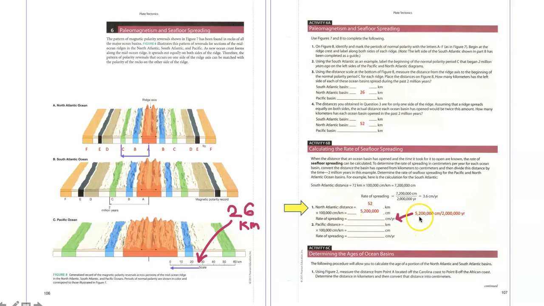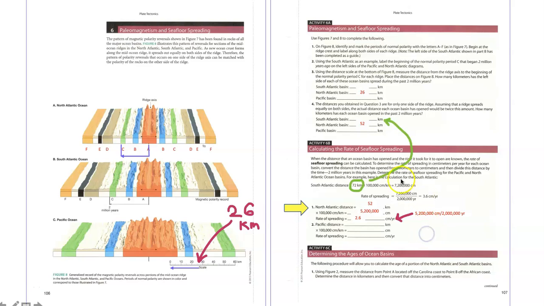And they give you a little sample up here of how to do that. The rate of spreading is going to be distance over time, which is 2.6 centimeters per year. And that is the rate at which the North Atlantic spread during the past 2 million years. And that's a pretty reasonable rate. It's about 1 inch per year.